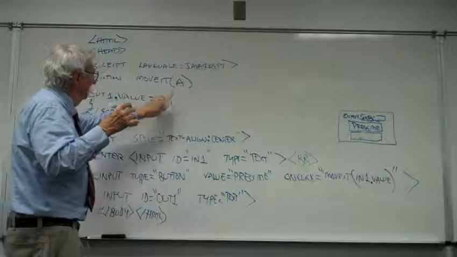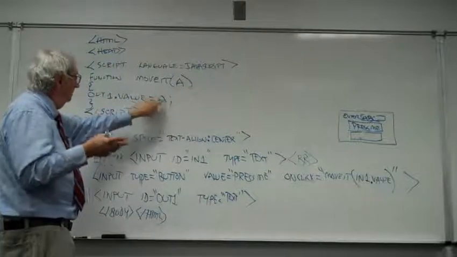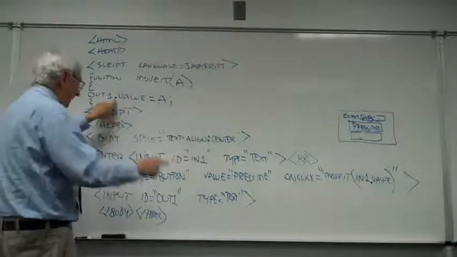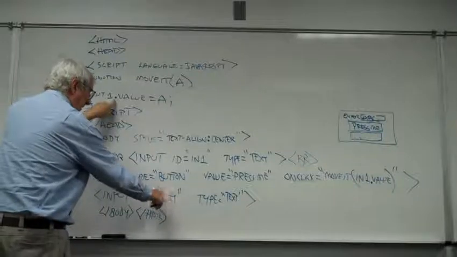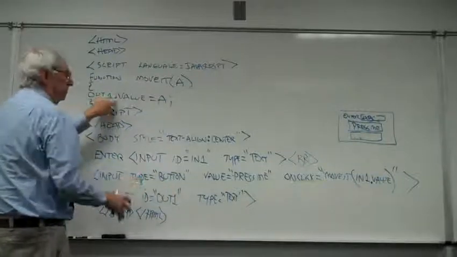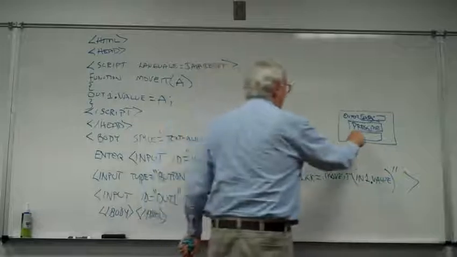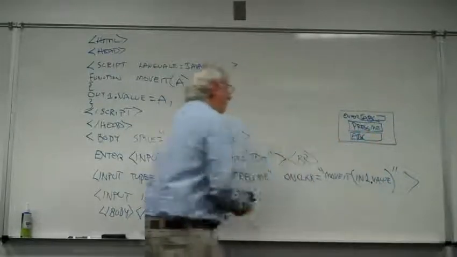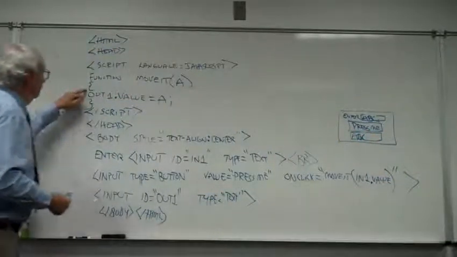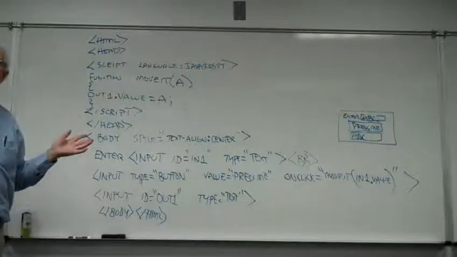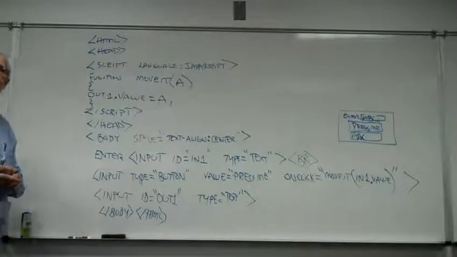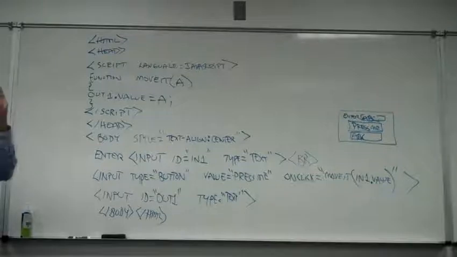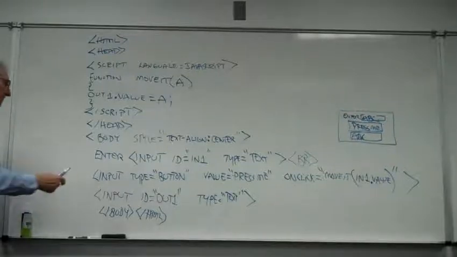And then what you're saying is, take that ABC and put it into out one dot value, which is this down here, into its value. And as soon as you do that, ABC will appear on the screen right here. And then the function comes to an end and it's over. It's done everything it has to do. Program done. Okay? A little bit of stuff there, but not so bad.